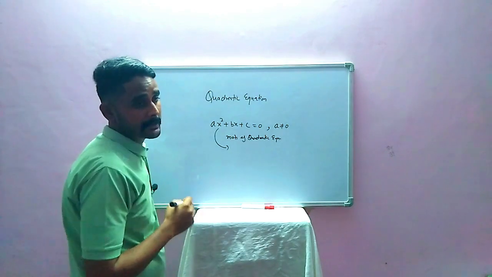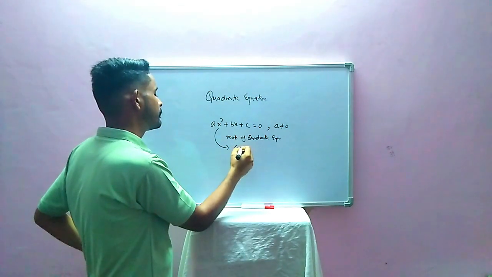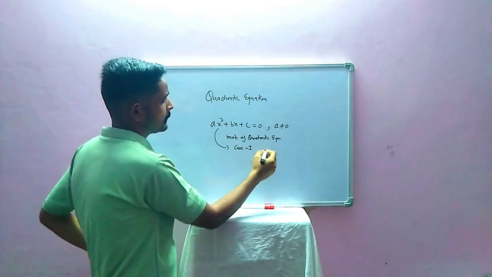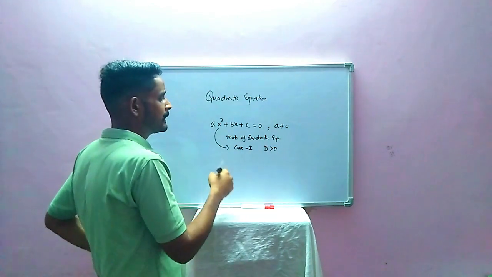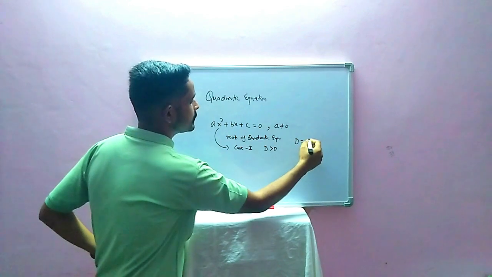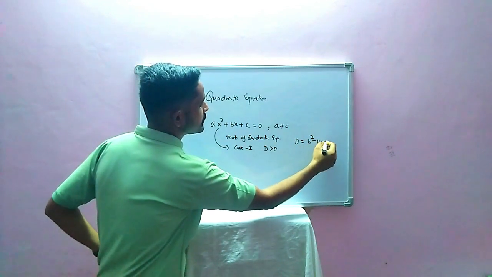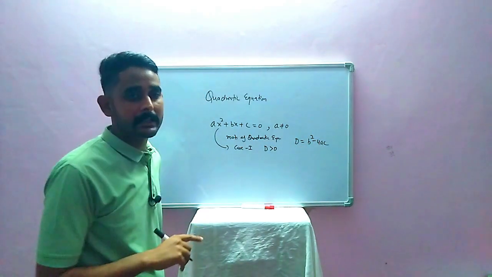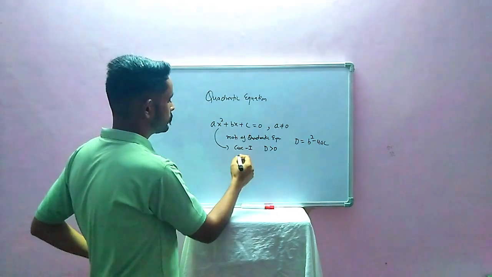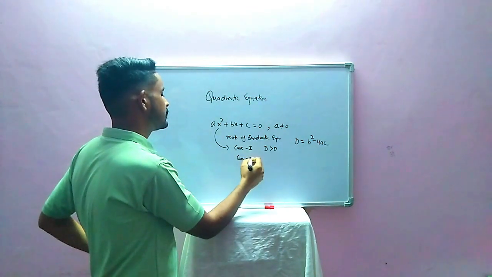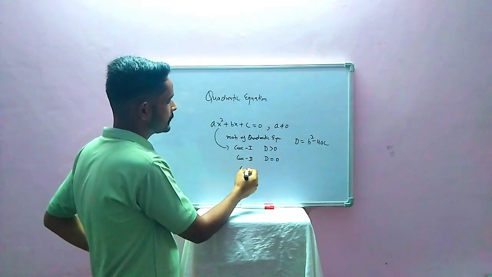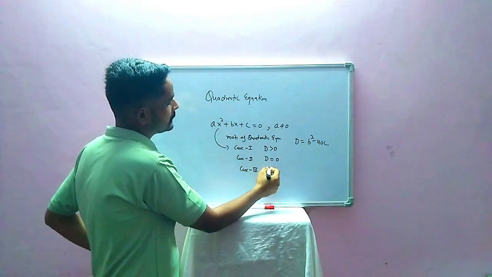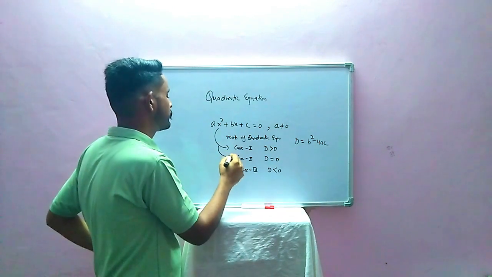three cases arise. Now case 1, when the value of the discriminant is greater than 0. The discriminant is nothing but the value of b square minus 4ac. Now the second case, when the discriminant is equal to 0. Now the third case, when the discriminant is less than 0.